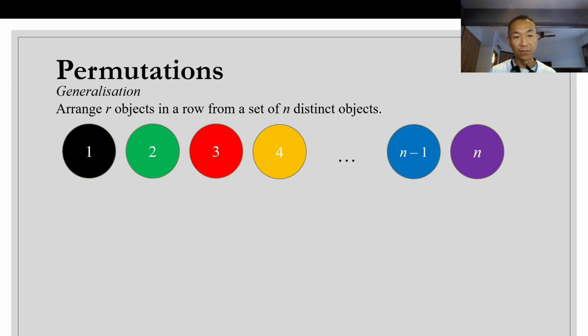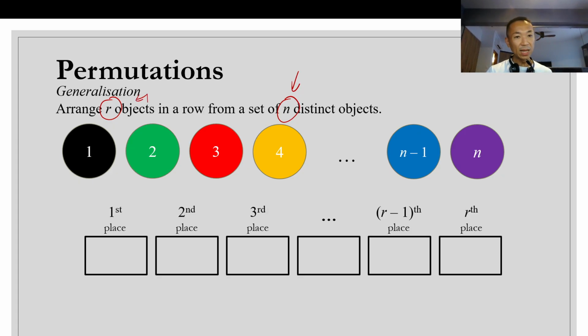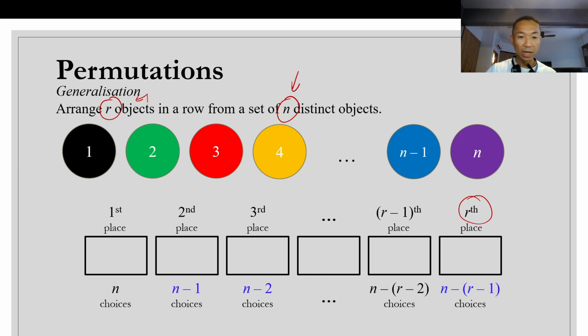Now, instead of 7, I have n different objects. Alright, and I want to choose r out of n. I want to choose r to arrange. So, you have first place, second place, third place, all the way to the rth place. Obviously, r must be smaller than or equal to n. First place, there must be n choices. After you pick one, it could be this one, it could be number 4, it could be whatever, I have no idea. But doesn't matter. Once you pick the first one out, you are left with n minus 1 choices. And then you pick one more, you're left with n minus 2 choices, and so on and so forth.